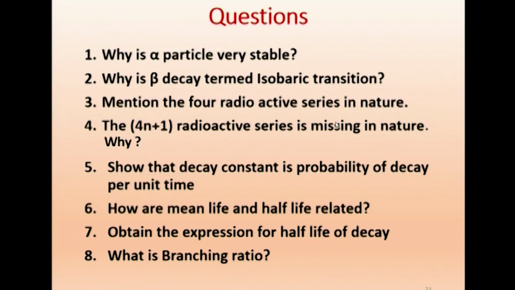Mention the 4 radioactive series in nature. Always remember we have 4n, 4n plus 1, and so on, and we have already discussed the 4n plus 1 series and why it is missing. Show that the decay constant is the probability of decay per unit time. How are mean life and half-life related? Obtain the expression for half-life of decay. And what is branching ratio?